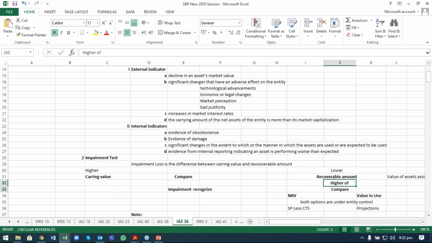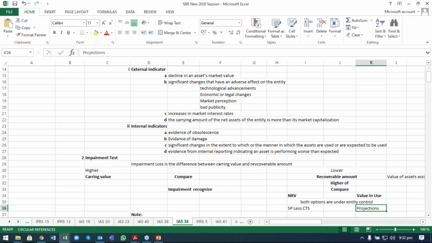Recoverable amount is always the higher of what? You need to compare the net realizable value of an asset, that is selling price less cost to sell, and value in use of an asset, that is the future projections of how this asset will give you the inflow of economic benefit.